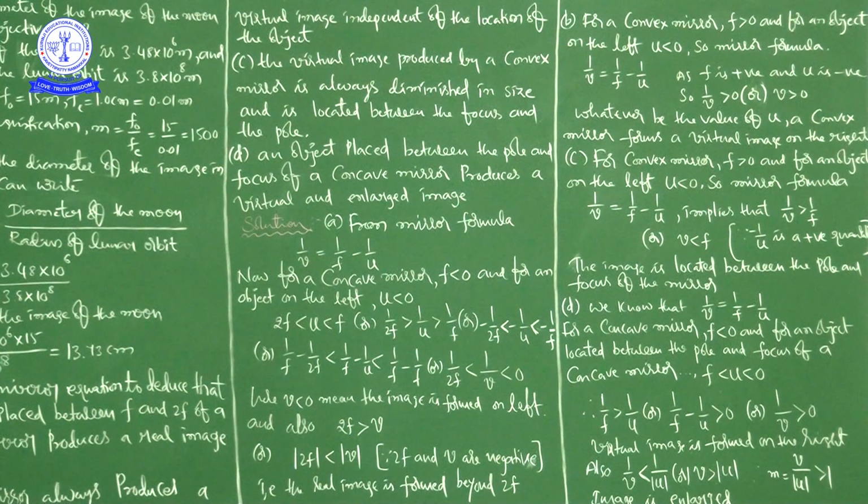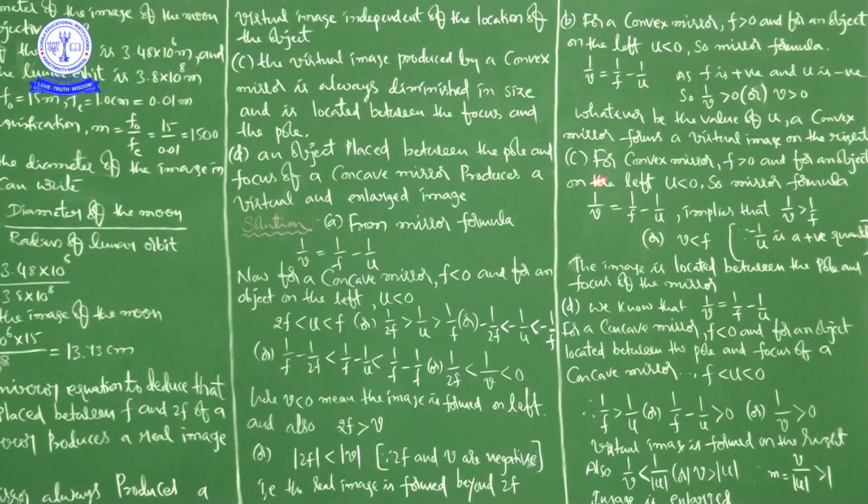Right? So that we want to prove. See here. For a convex mirror, f is greater than 0, the same data we are using here. f is greater than 0, and for an object on the left, u is less than 0. So the mirror formula, that is, 1 by v is equal to 1 by f minus 1 by u, implies that 1 by v is greater than 1 by f, no.